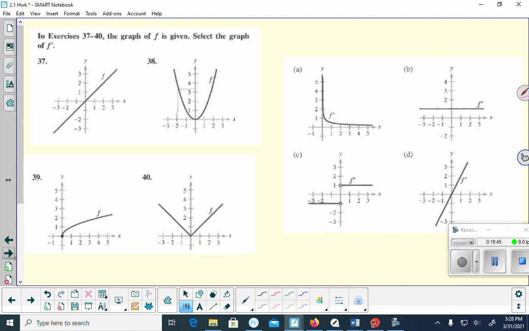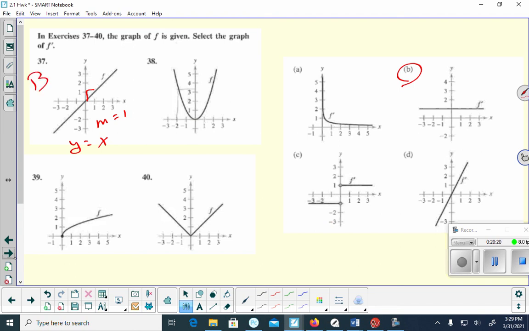Okay, now we're going to get into some problems that are going to be pretty tricky. So this one says the graph of f is given. Select the graph of the derivative. So if I look at 37, it's a line, and it looks like it has a slope of 1. So the slope is always going to be 1. It looks like the equation is y is equal to x, if I were to guess. So I'm looking for a derivative that's just 1, always 1, and that's going to be B. So 37 is B.